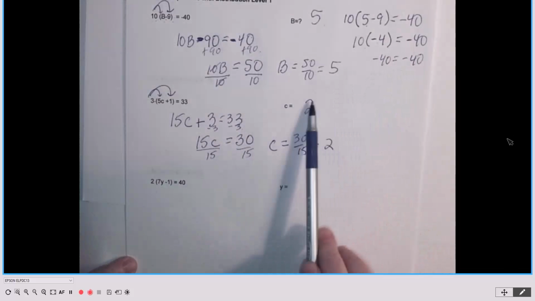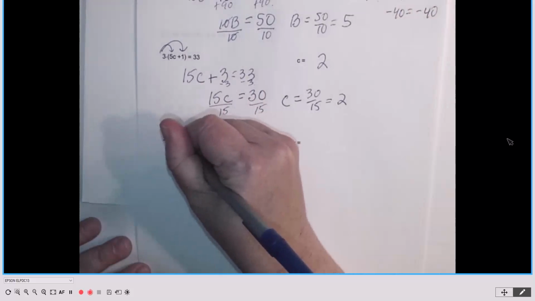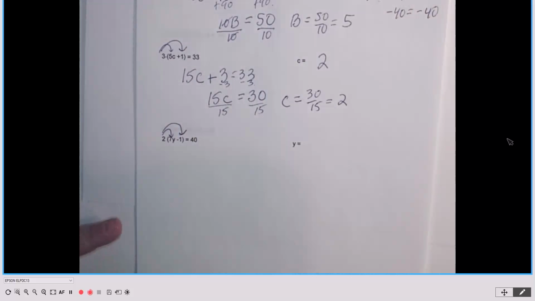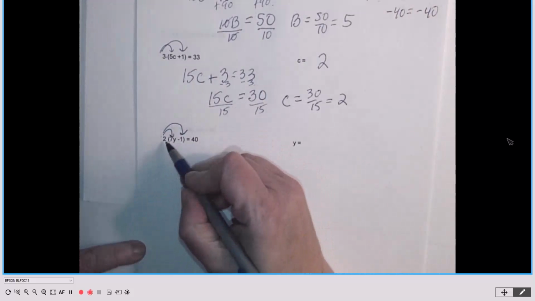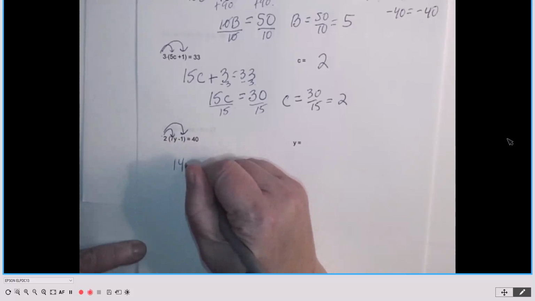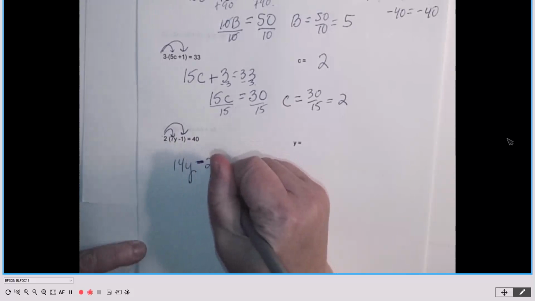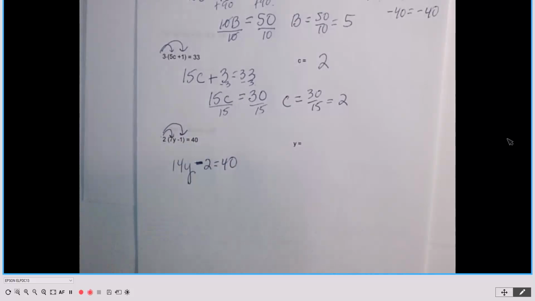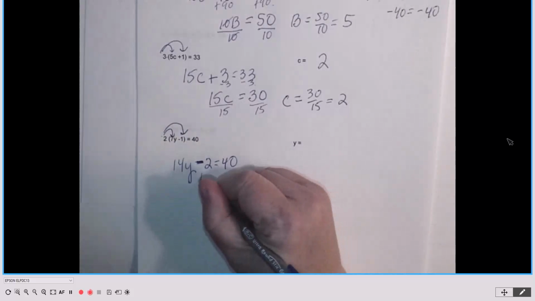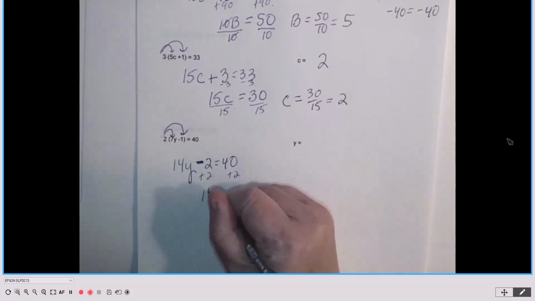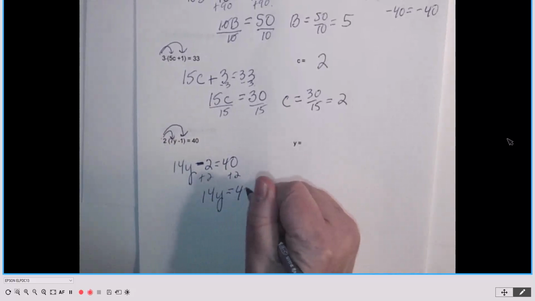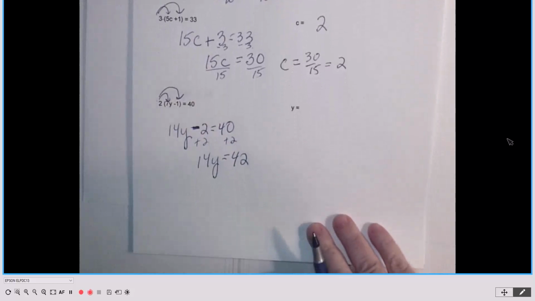And we have showcased up here, if you wanted to check your answer, whether or not it was correct, you can do that. Now let's move down to this one here. Remember, we're going to distribute the information to each of those. So we have a tendency to draw those arrows so we can follow that information. 2 times 7y is 14y. 2 times a negative 1 is a negative 2 is equal to 40. I'm going to add 2 to each side, so this becomes 14y is equal to 42.